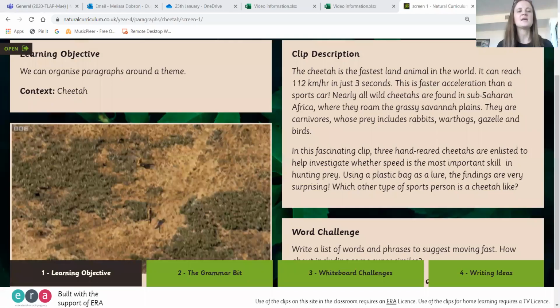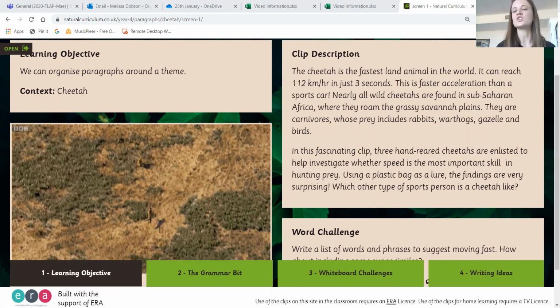Right, so our LO today is: can we organize paragraphs around a theme? And in this specific themed topic, we are going to be looking at a cheetah. So the cheetah is the fastest land animal in the world, and it can reach 112 kilometers an hour in just 3 seconds. So if you can imagine 1, 2, 3, and it's reached 112 kilometers. This is faster acceleration than a sports car.